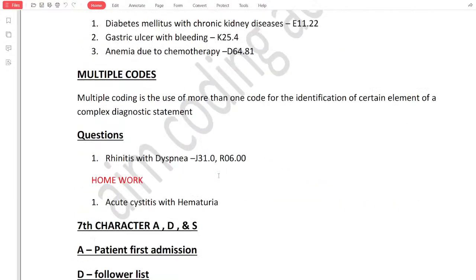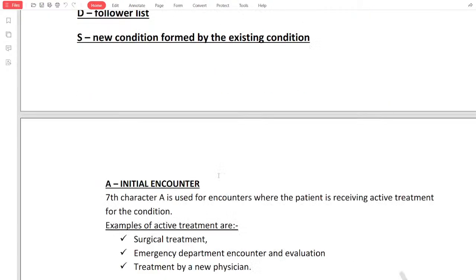Multiple codes. What is multiple codes? Multiple codes means it is used for more than one code. So two or more codes are called multiple codes. Okay, so here a question is rhinitis with the dyspnea. Okay, J31.0, R06.00. So this is the correct answer. Okay, then move on to next.